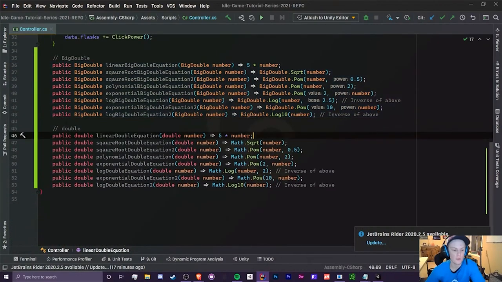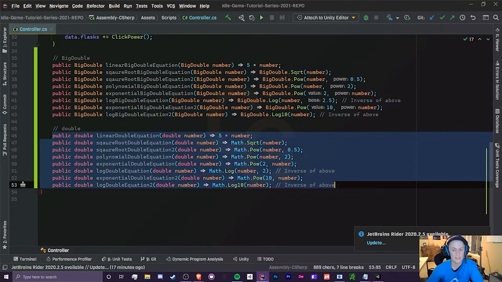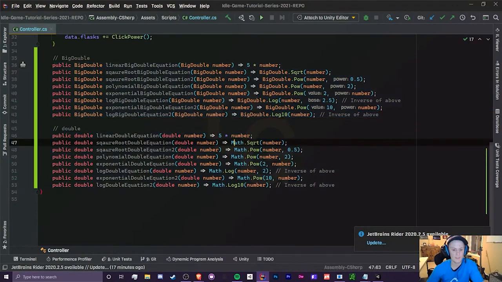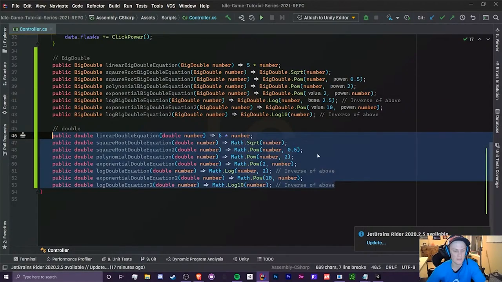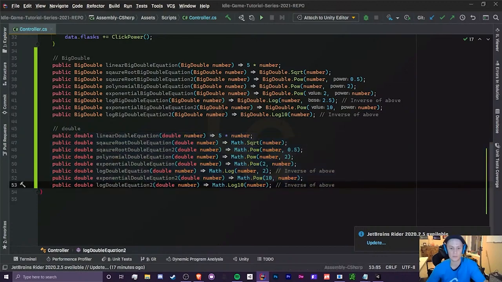So now for all you folks that aren't using big doubles here, or you have double variables that you want to do math with, this is the exact same thing as above, except that you're using the System.Math class instead of the big double one. Now this is important because you cannot use a big double on a double variable, okay? You can use math on a big double variable, but you can't vice versa. So these are all the exact same thing, so I don't need to repeat what they all do.